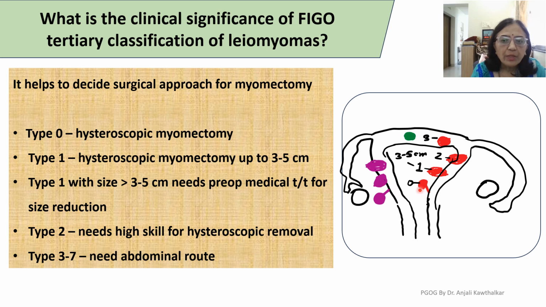Type 0, which is pedunculated submucous, hysteroscopic myomectomy is always possible. Whereas with type 1, it depends on the size. If the size is less than 3 centimeters, or some guidelines consider it as less than 5 centimeters, then hysteroscopic myomectomy is possible. Type 1 is, as I will repeat again, less than 50% of the leiomyoma is present in the myometrium. That is type 1, which is a submucous category.